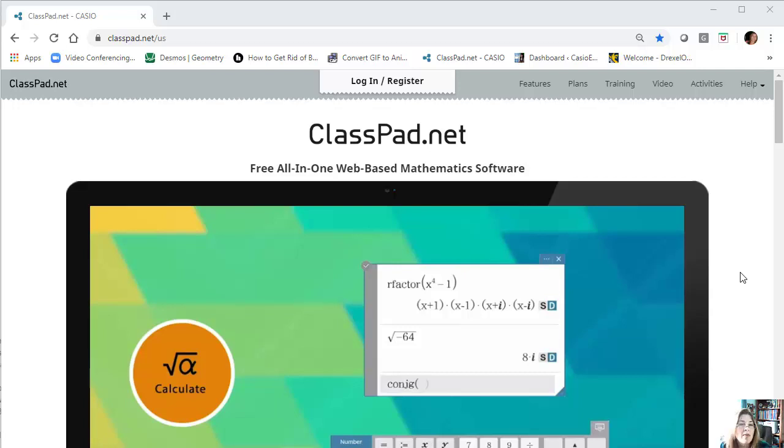Hello, welcome to Mini Math Lessons with Karen, and today this one is on slope. What is slope and how do you calculate the slope?